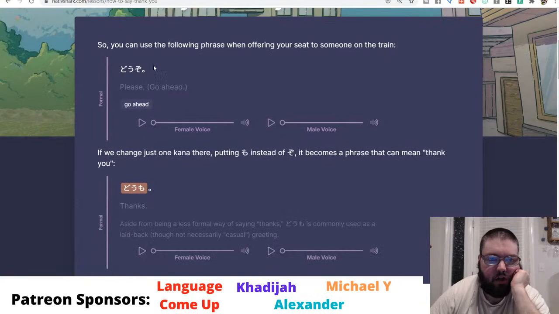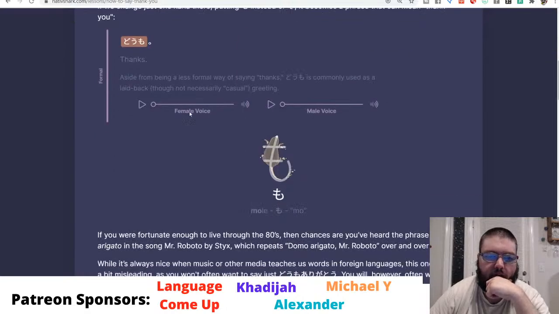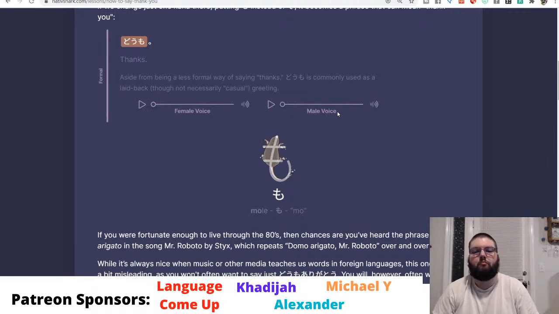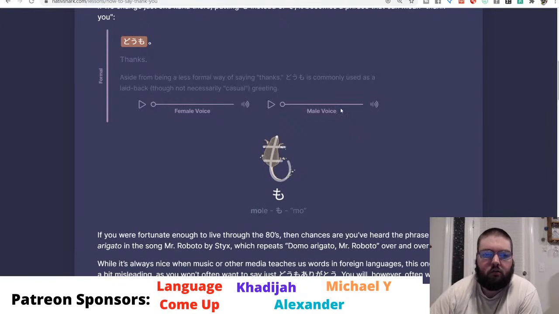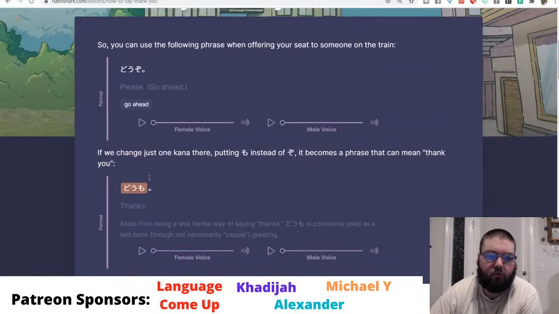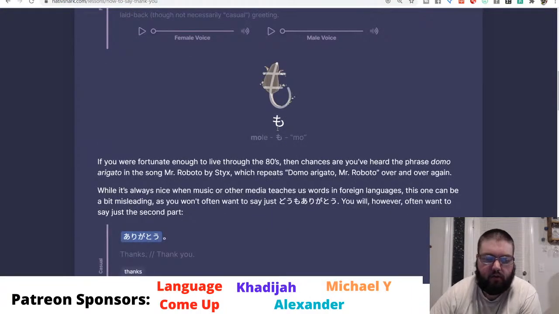There we go. So you can use the following phrase when offering your seat to someone on the train. Dozo. Boom. If you change just one kana there, putting mo instead of zo, it becomes a phrase that can mean thank you. Domo. That's cool. I've never pieced that together. I know both of those words, but I could see as a beginner how that could help learn the word. Instead of trying to think of it as a whole new word, it's like you know that word, so just change it. I think that's really cool.